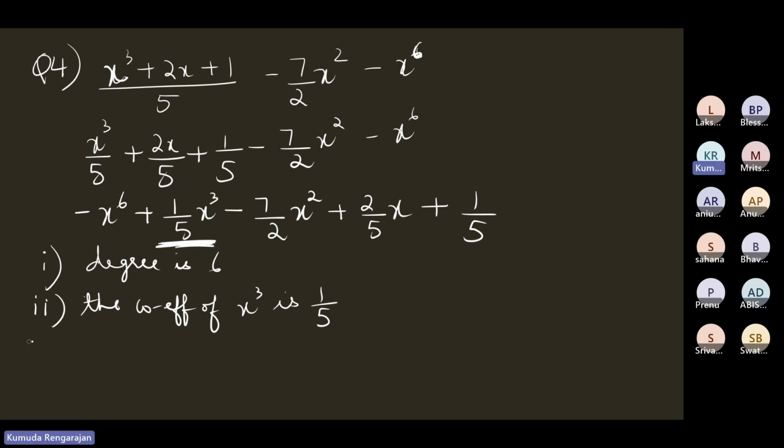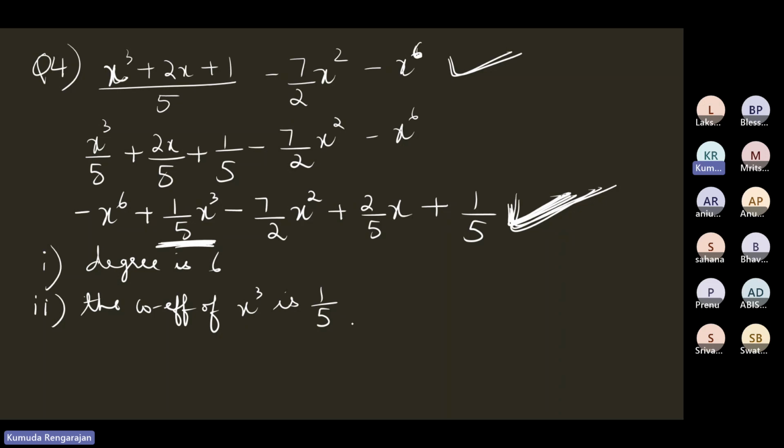So this is very, very important. Writing the given polynomial in this form is very, very important to answer the questions based on the polynomial correctly. If you want to simply answer it, you can use this. But if you want to answer it correctly, you have to use this. The coefficient of x cubed is 1 by 5.